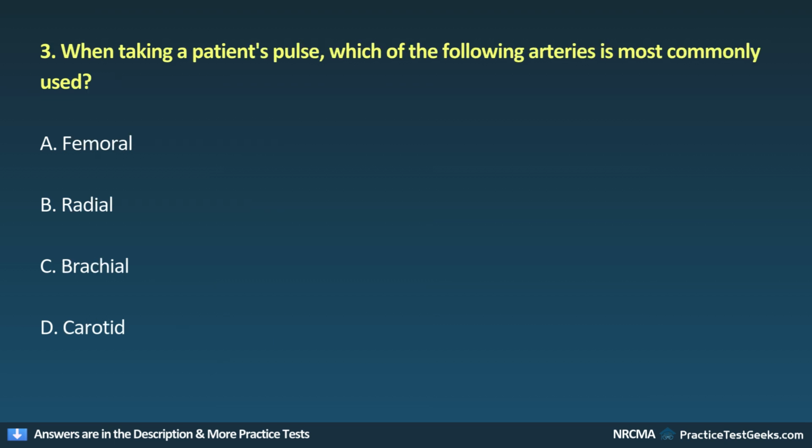3. When taking a patient's pulse, which of the following arteries is most commonly used? A. Femoral. B. Radial. C. Brachial. D. Carotid.